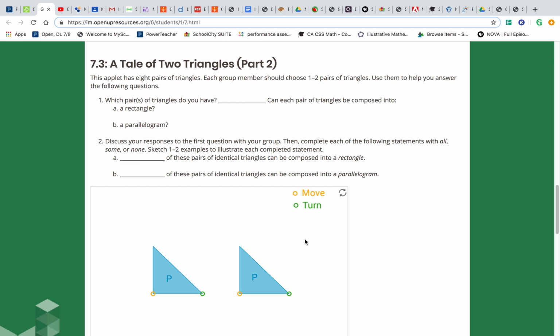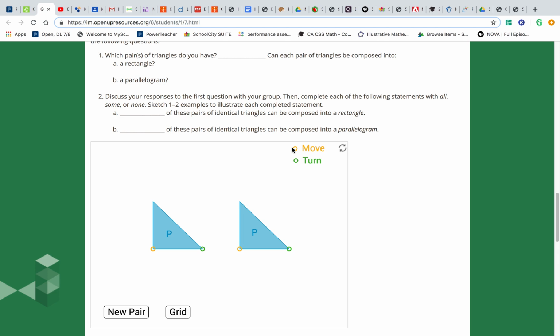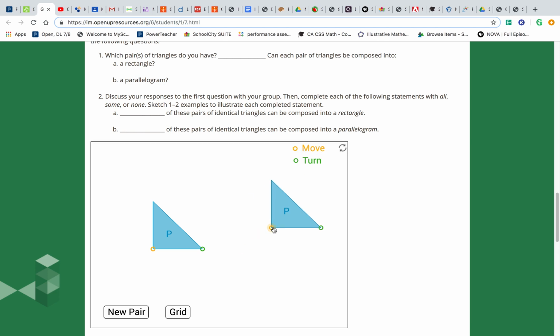So the way this works is the yellow circle is to move it, so I can move this here, and then the green circle is to turn it. Okay, so if I look at these here, I can see this long side here can match up with this long side here. So if I move this one over and then rotate it around and then move it up a little bit, it takes a little bit of playing around with it to get it set up, and a little bit more rotation.